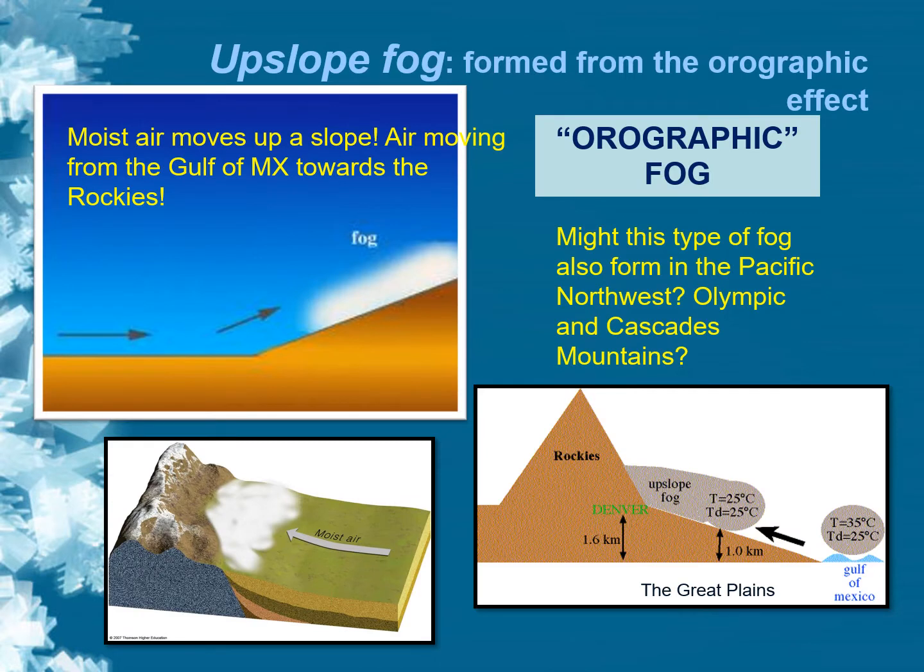Okay, so upslope fog is a lot of fun, and upslope fog will be fair game for your first exam. This is formed from the orographic effect. This is basically part of orographic lifting. An example here is air moving from the Gulf of Mexico toward the Rockies. So relatively warm, moist air from the Gulf of Mexico is moving into the United States and encountering the Rockies.